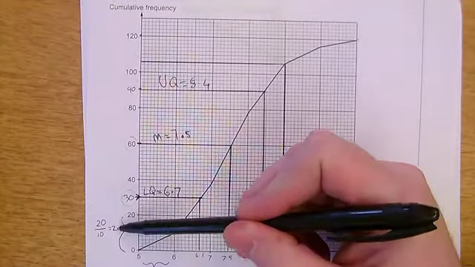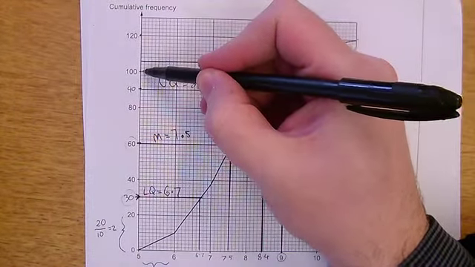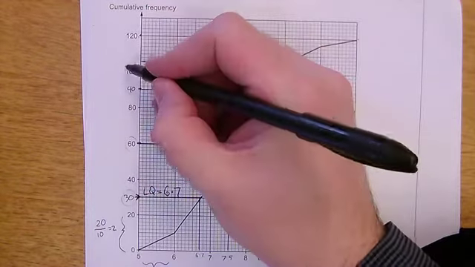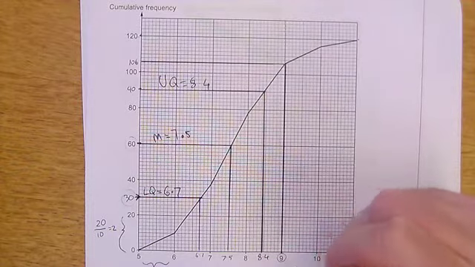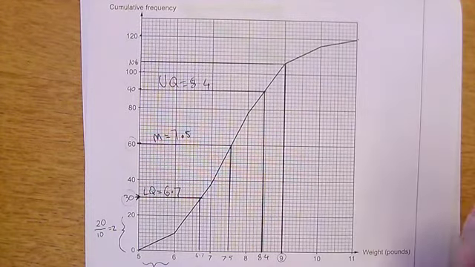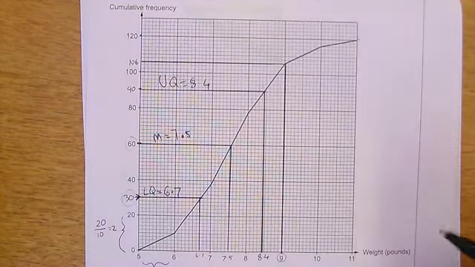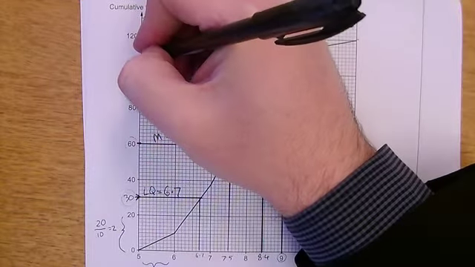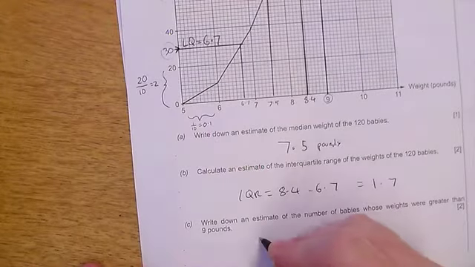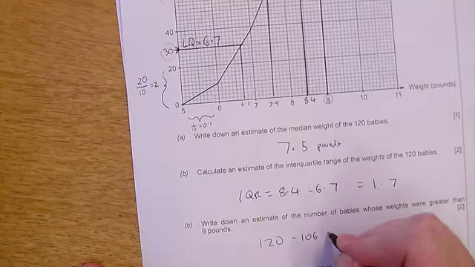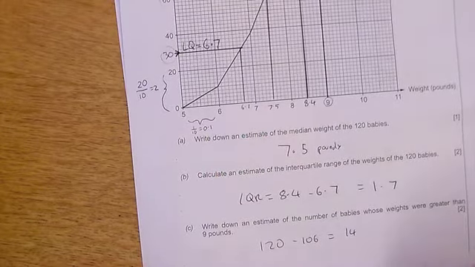Remember what we've got for our scale here. Every little one is worth 2. So 100, 102, 104, 106. So what it's saying from our graph here is that 106 babies were up to 9 pounds. So if 106 of them were up to 9 pounds, how many were greater than 9 pounds? We're trying to find the difference between these numbers here. 14. So 120, thanks Sam. 120, take away 106 equals 14. Okay?